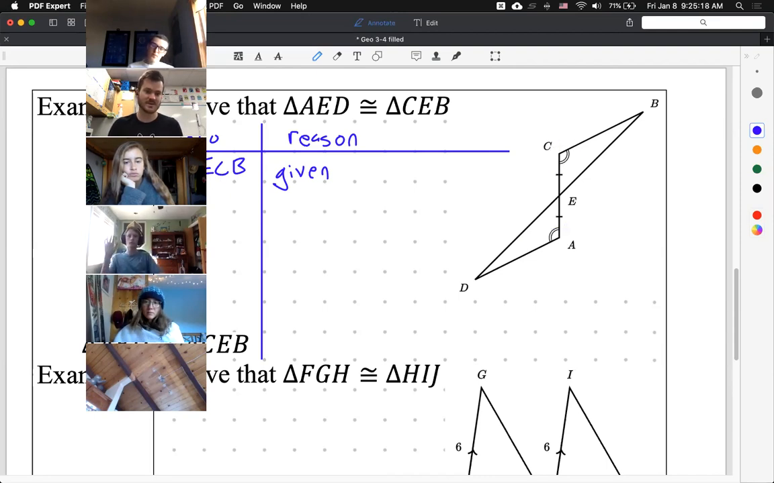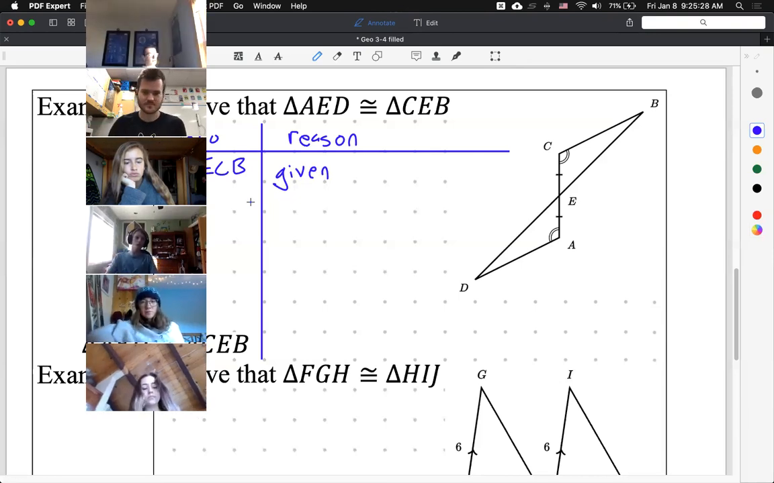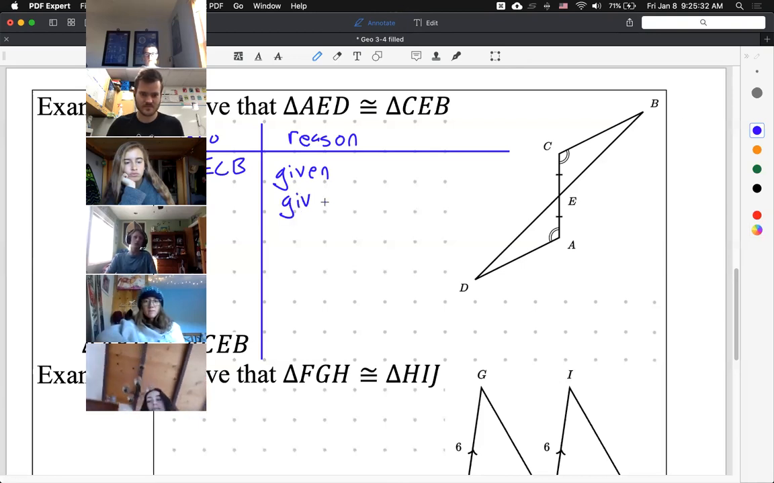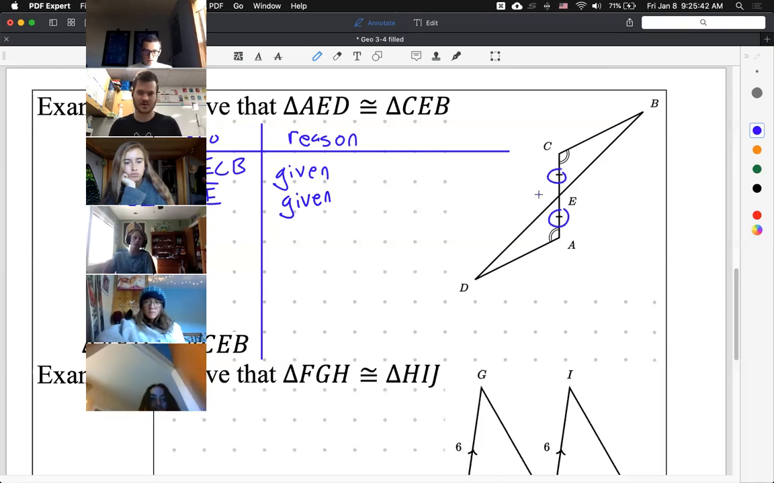When you write a congruency statement for a triangle, yes, they definitely need to be in the correct order. As long as the middle one is the right one for an angle, you're good. Yeah, Charles. Line segment CE is congruent to AE. AE, yep, and that's just by the tick marks here. Tick marks say those 2 line segments are congruent.